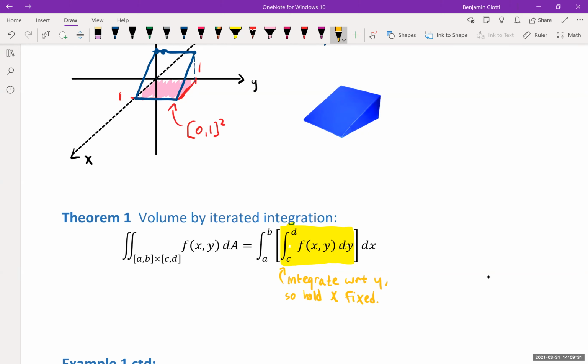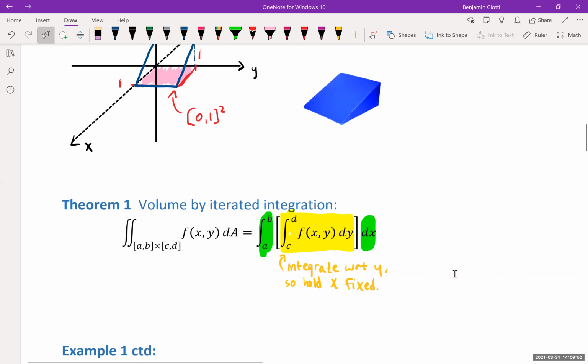Then, once you do that, whatever you get, it will probably depend on x. Well, then you do the second integration of that function of x, whatever it is. So let's try applying this formula to the wedge, and let's see what we get.